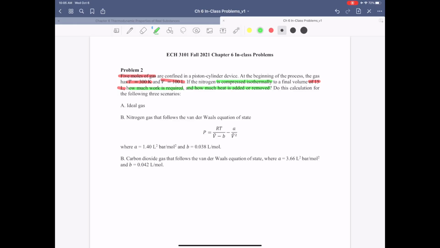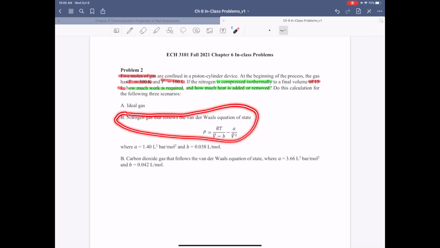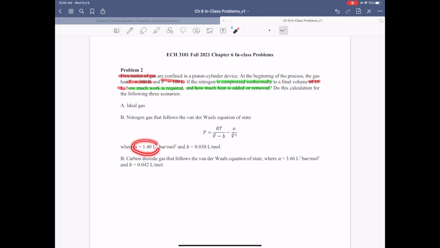Now, for this problem, it wants us to do this analysis for 3 different situations. It first wants us to do it for an ideal gas. It then wants us to do it for a gas that follows the van der Waals equation of state, specifically nitrogen, in which the attraction parameter A has a value of 1.4 liters squared bar per mole squared, and the molecule volume parameter B has a value of 0.038 liters per mole. And then in part C, it wants us to redo the calculation using the van der Waals equation of state, but this time for carbon dioxide, where A is a different value and B is also a different value.